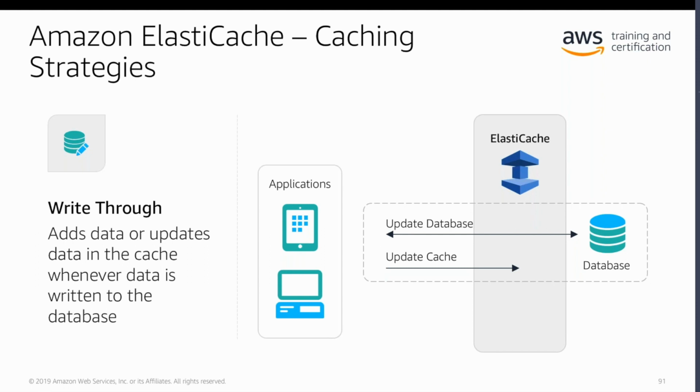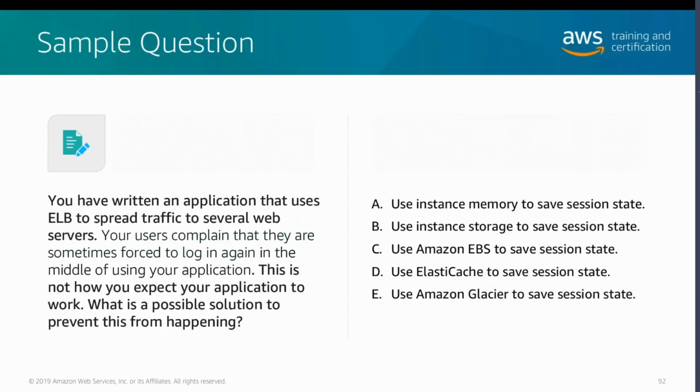So you're doing a write through the cache when you're doing your update. So a sample question from these services would be, you've written an application that uses an Elastic Load Balancer to spread traffic across several web servers. Your user complains that sometimes they're forced to log in again, in the middle of using your application. This is not how you expect your application to work. What's a possible solution to prevent this happening?